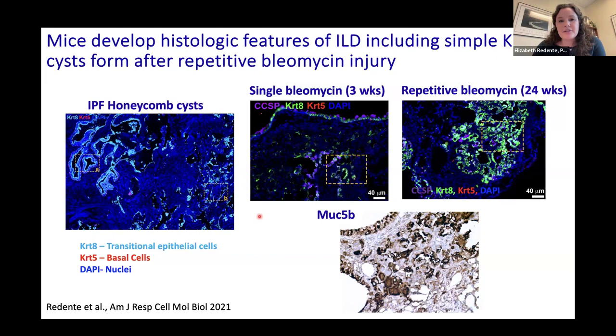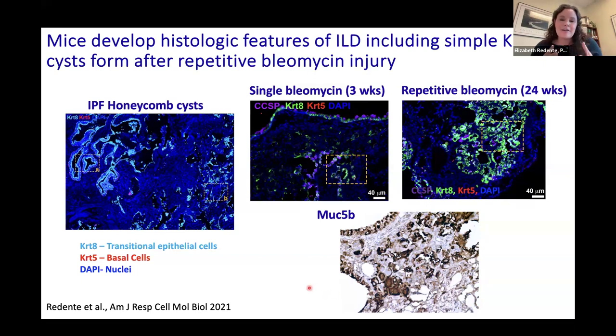And when we look at a single dose bleomycin, this is 3 weeks, so the peak of that fibrotic response, and stain for airway cells with CCSP in purple, these transitional epithelial cells, KRT8 in green, we can see a few of these cells present, but they're really not very dominant and aren't really forming defined structures. However, after repetitive bleomycin, again, this is at 24 weeks, we now see a robust expansion of these KRT8 positive cells, and they're beginning to form these simple cyst structures. Additionally, these cystic structures are expressing MUC5B.